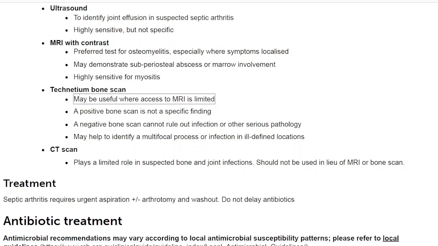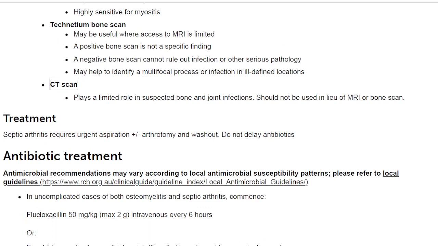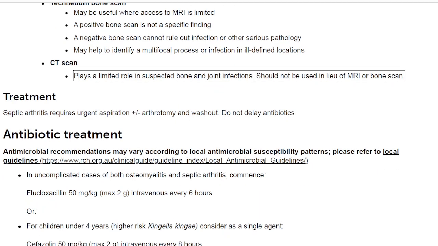Technetium bone scan. May be useful where access to MRI is limited. A positive bone scan is not a specific finding. A negative bone scan cannot rule out infection or other serious pathology. May help to identify a multifocal process or infection in ill-defined locations. CT scan plays a limited role in suspected bone and joint infections. Should not be used in lieu of MRI or bone scan.